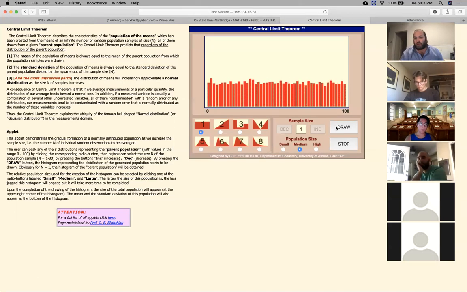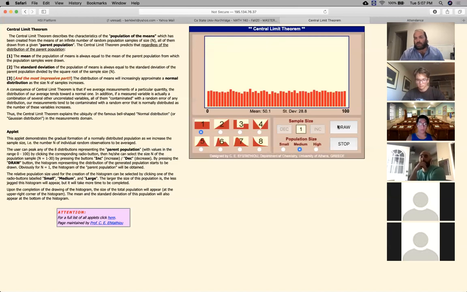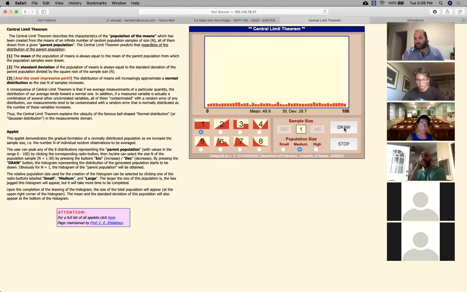Let's draw it. So there's 30,601 values. And you can see between 0 and 100, it's roughly equal, correct? Each one is roughly the same amount of times. Do you agree? Yes? Sure. And if I did it again, the details might be a little bit different. But again, it's roughly equal.